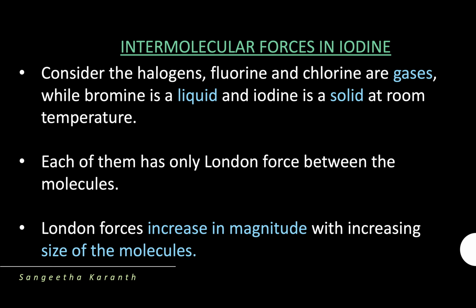Next, we are speaking about particular examples, that is, intermolecular forces in iodine. First let us consider the halogens. You know that halogens are fluorine, chlorine, bromine and iodine. Fluorine and chlorine are gases at room temperature. Bromine, as you all know, exists as a liquid, and iodine exists as a solid at room temperature. Why does all this take place? Although all of these are halogens, why do some of them exist as gas, some as liquids, and some as solid?